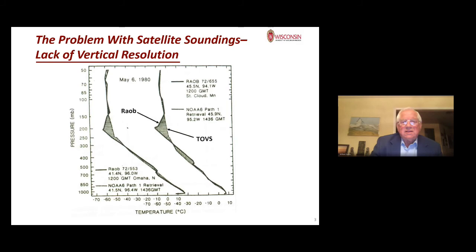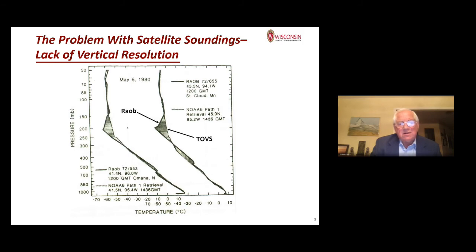And so the satellite was not able to resolve fine-scale vertical features such as the tropopause region, as shown here, or frontal inversions. This is a frontal inversion, and you can see the satellite can't resolve that. It just smooths right through it.